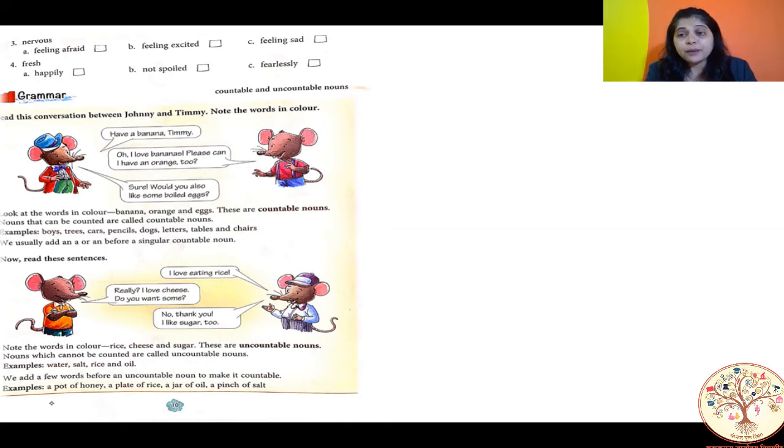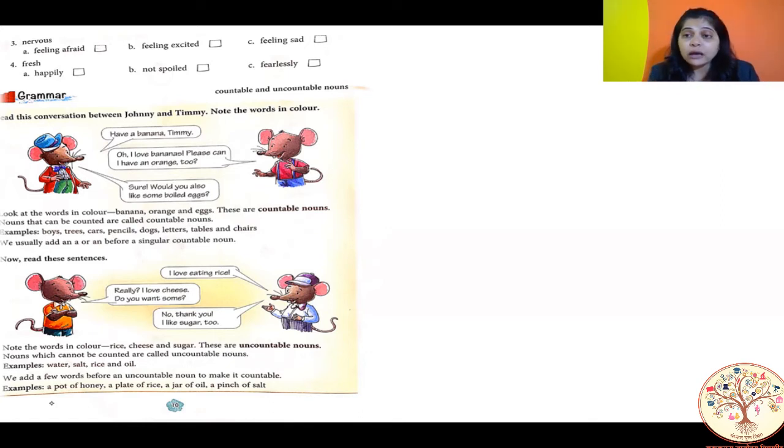ठीक है, अब यहाँ पे क्या है? नाउन क्या होता है? नाउन इज द नेम ऑफ पर्सन, प्लेस, एनिमल एंड थिंग. जितने भी नेमिंग वर्ड्स होते हैं वो हम नाउन कहते हैं. ठीक है, अब नाउन काउंटेबल भी हो सकते हैं और अनकाउंटेबल भी हो सकते हैं.